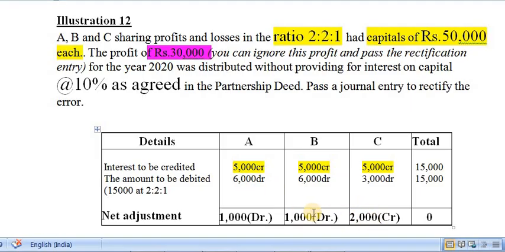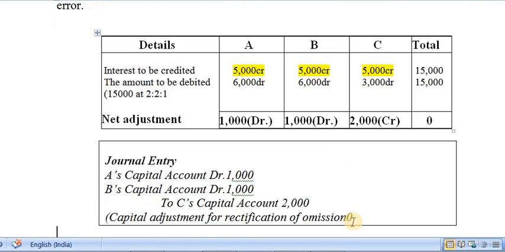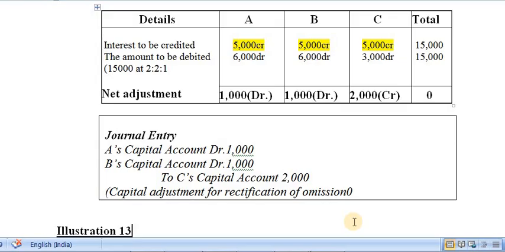Journal entry: A debtor, B debtor to C 2,000. That's it. A's capital 1,000, B's capital 1,000 to C's capital 2,000. Please make sure you understand this calculation. Okay, the final part, last 2 minutes. Play it back, go back and watch it again. If this is not clear, you will have confusion afterwards.